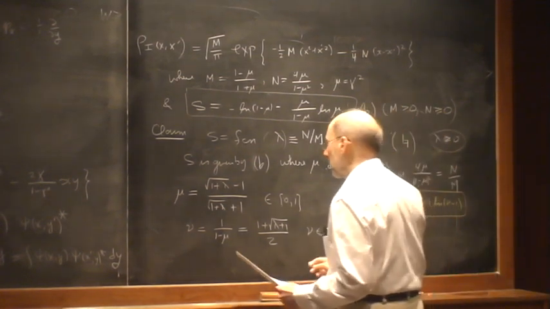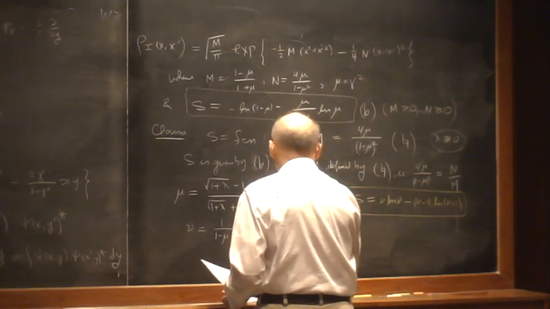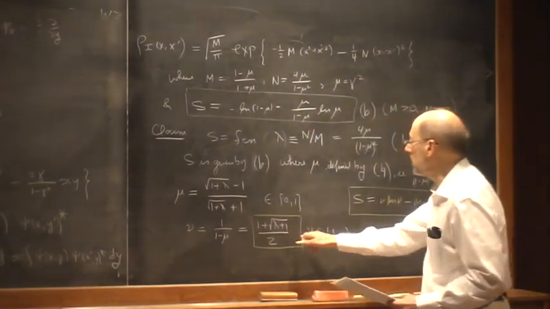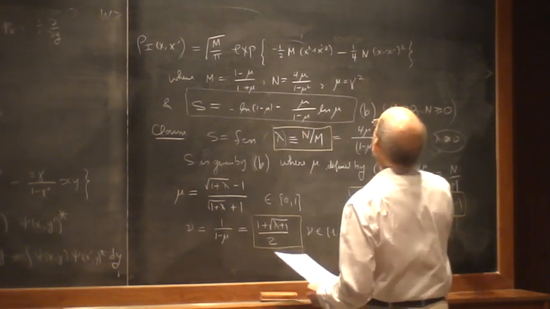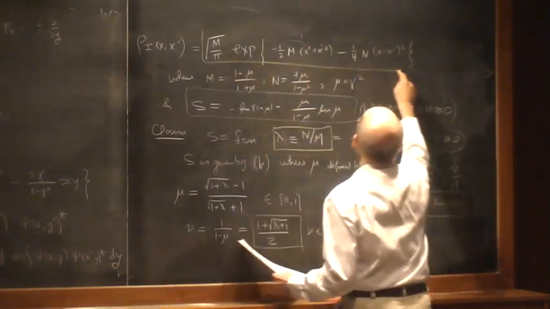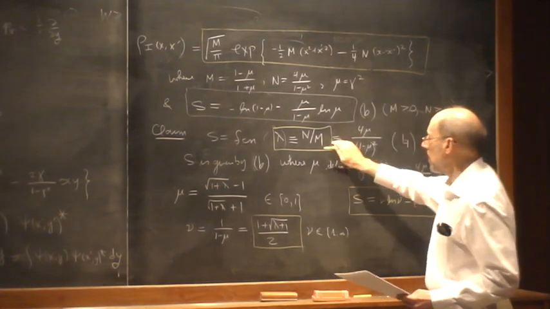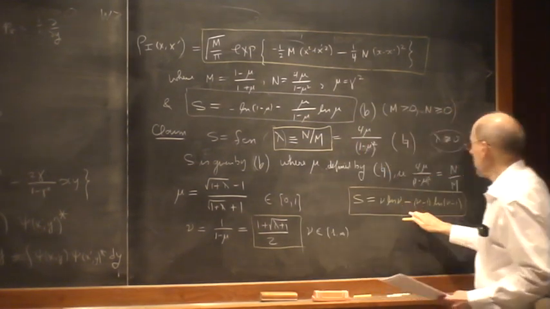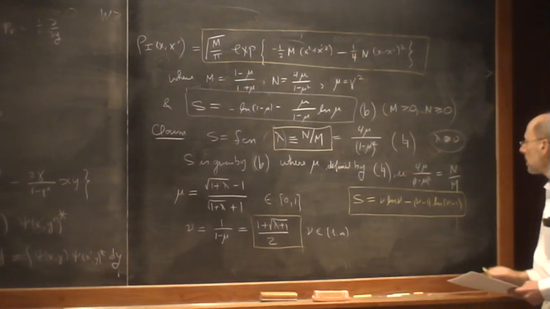So this is the definition of S in terms of nu, this is the definition of nu in terms of lambda, and this is the definition of lambda, and this is the definition of m and n. So we take any density matrix in this form, compute lambda from it, plug it in, get nu, and then the entropy of that density matrix is this.